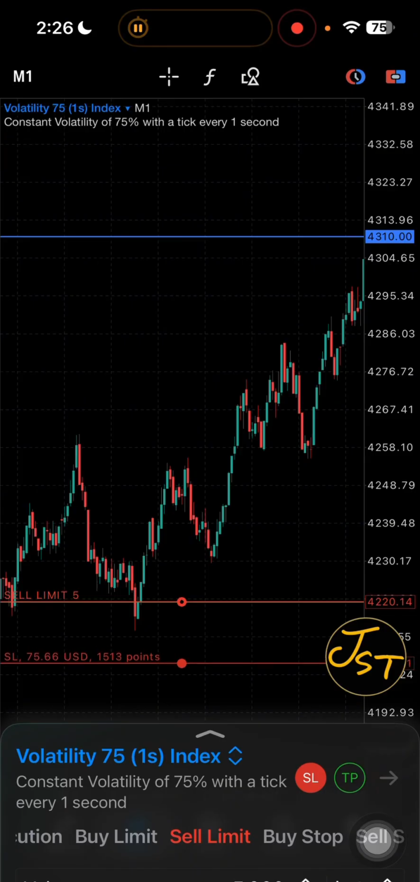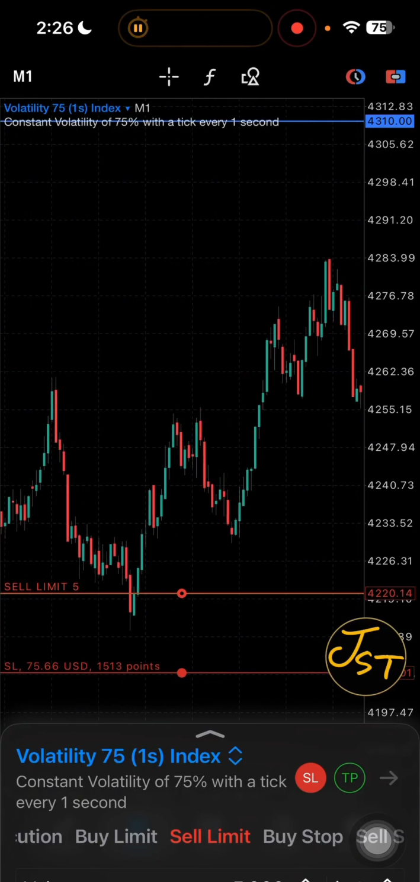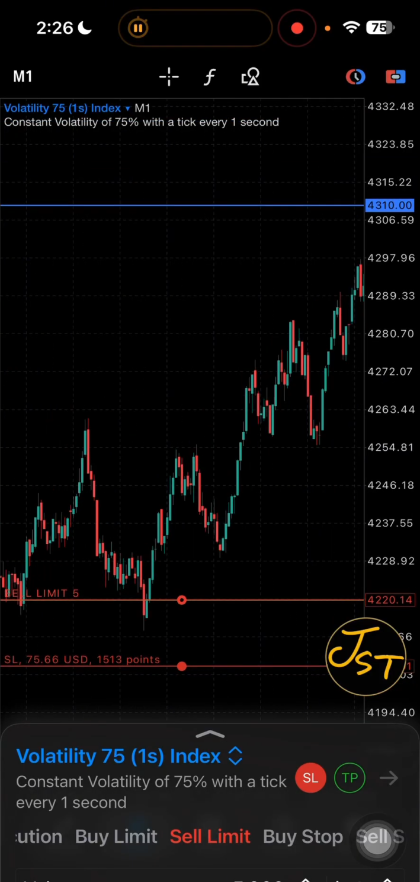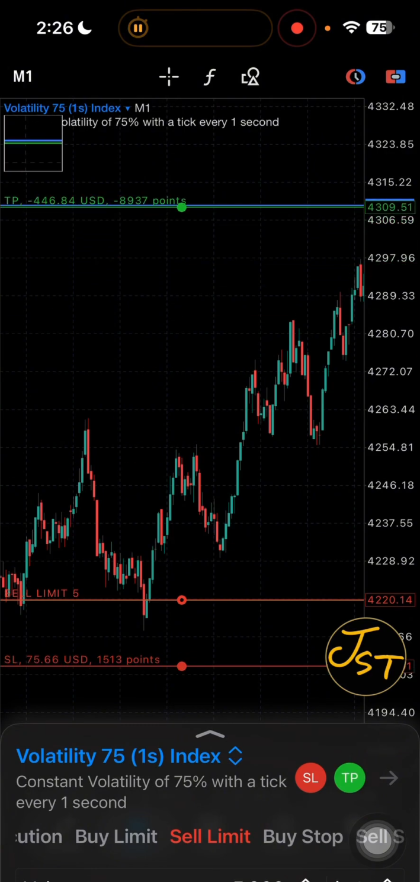All right. Look at where I entered the trade. Market did not even come close to it. But let me just show you. So if this is our SL, then TP is this, right?